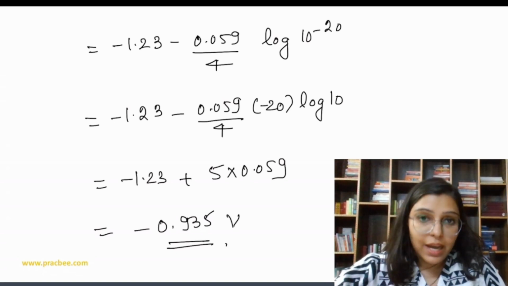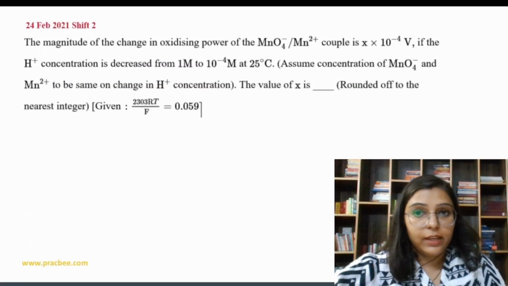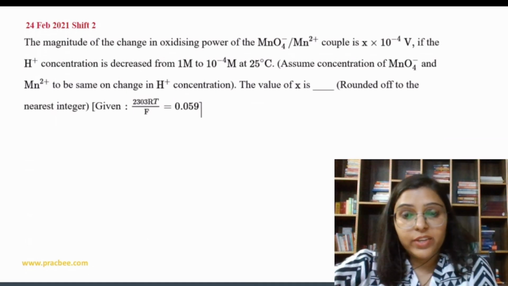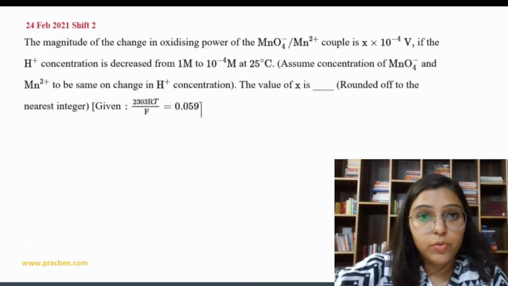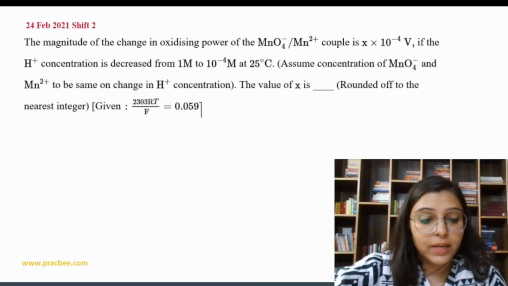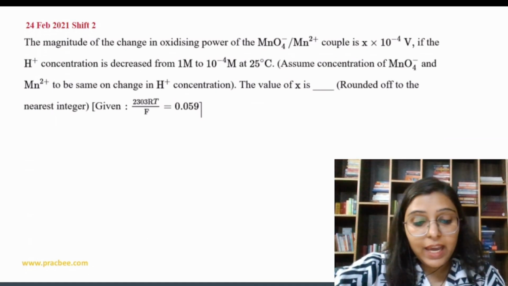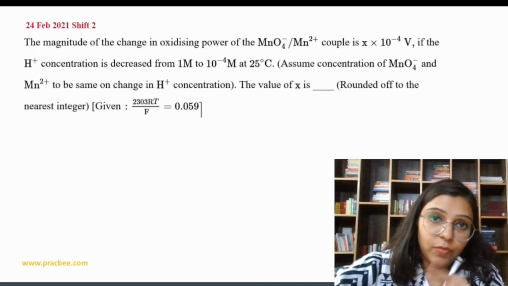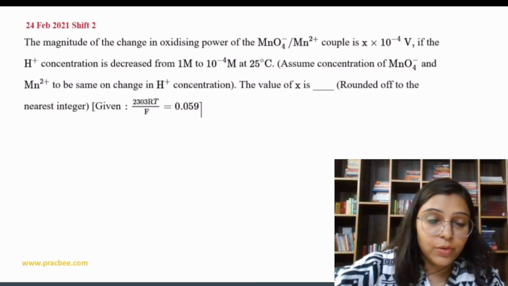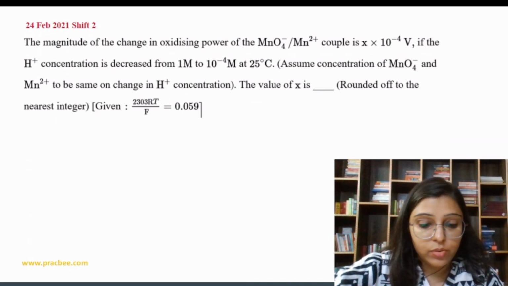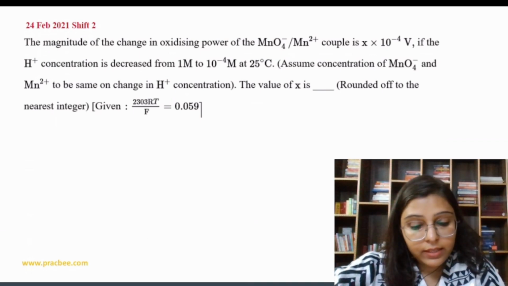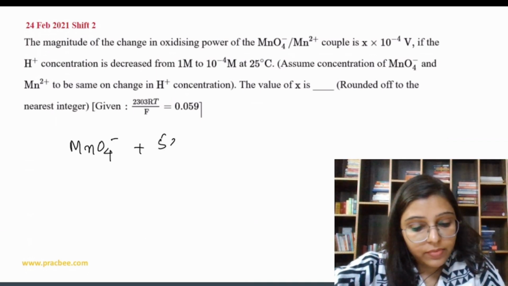Now let's do the last question for this lecture. The question says: the magnitude of the change in oxidizing power of the MnO4 minus to Mn2 plus couple is X, if the H plus concentration is decreased from 1 molar to 10 to the power minus 4 molar at 25 degrees Celsius. So we have to find the value of X. First let's write down this reaction. MnO4 minus takes 5 electrons and converts to Mn2 plus.